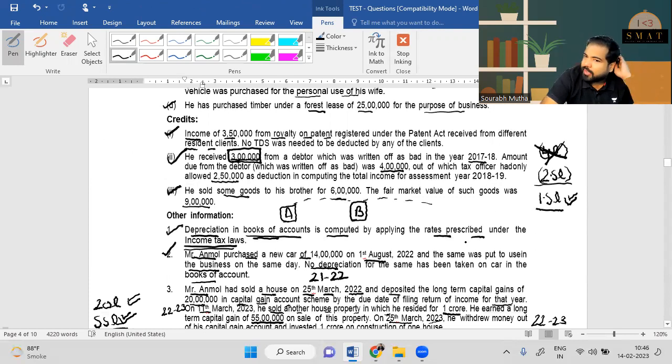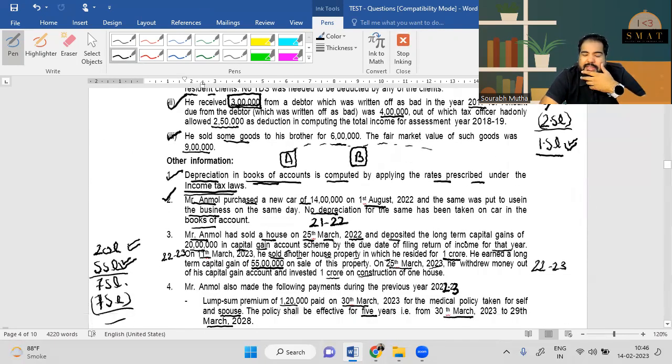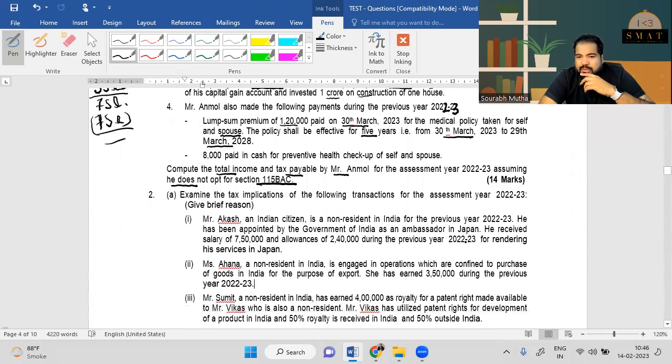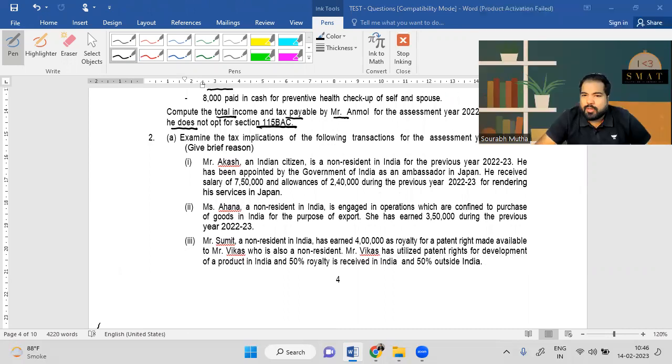3 to 5, 5 to 10, 10 plus. If there is more than 50 lakh and so on, you will have surcharge. And then there is no casual income, there is no capital gain. So don't worry about the calculations. Very nice 14 mark sum, this one. I hope you understood it. If any questions, do let me know. This one it is. Moving ahead to question number 2A now.